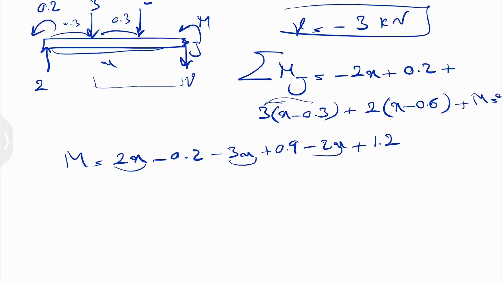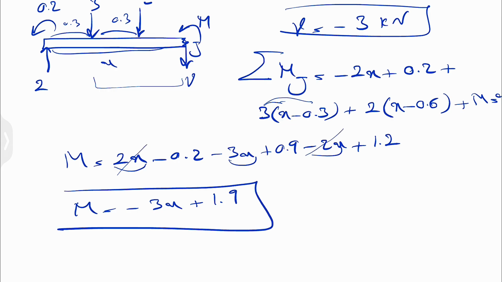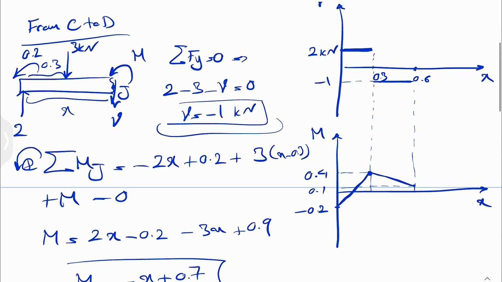So these two will be canceled out. We're going to get negative 3x. And we have 1.2 plus 1.7, which is 1.9. That's going to be our moment. Quick check here. Differentiation of this equation is going to give us negative 3, which is correct. So for V, we're going to have negative 3 from 0.3 to 0.9. So negative 3, maybe somewhere in here.